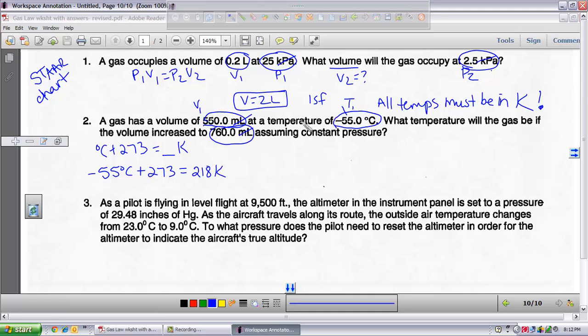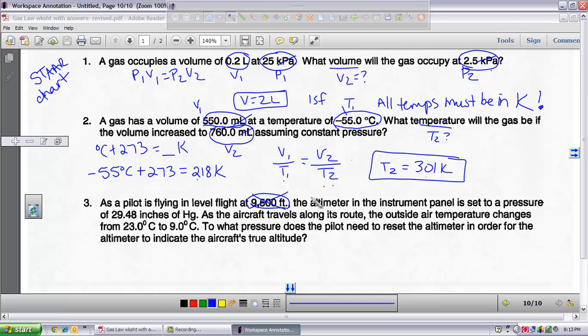So this is our first temperature, this is our first volume, and it asks for the new temperature. When you look on your STAAR chart, you'll see that when you're looking at temperatures and volumes, you're going to use an equation that looks like this. Okay, so if you put 550 for V1, 760 for V2, and you're going to put 218 in for T1, and then when you're solving for T2, be careful for your algebra. You're going to get 301 degrees, or not degrees, it's Kelvin.